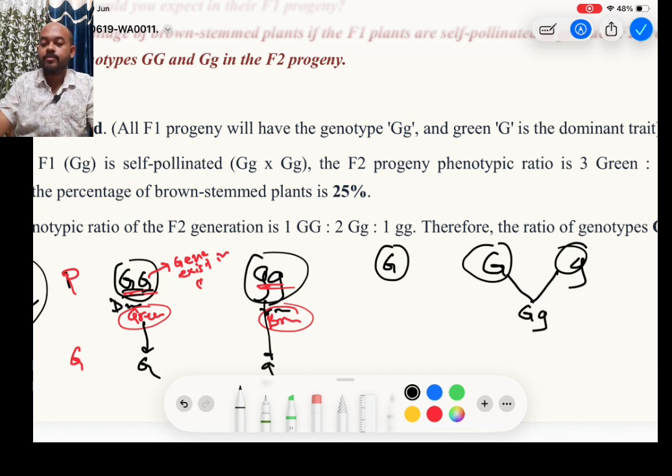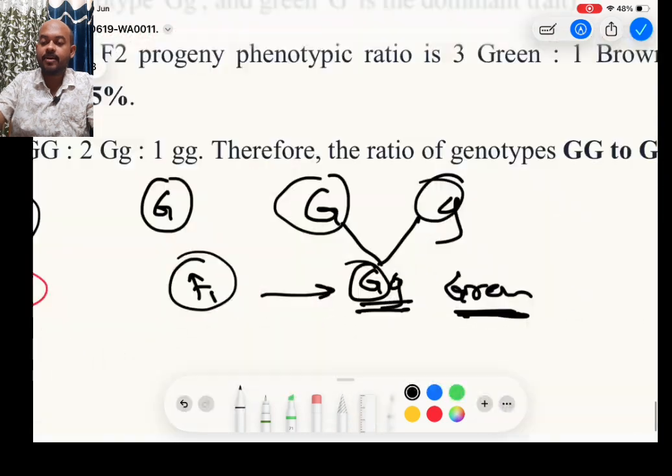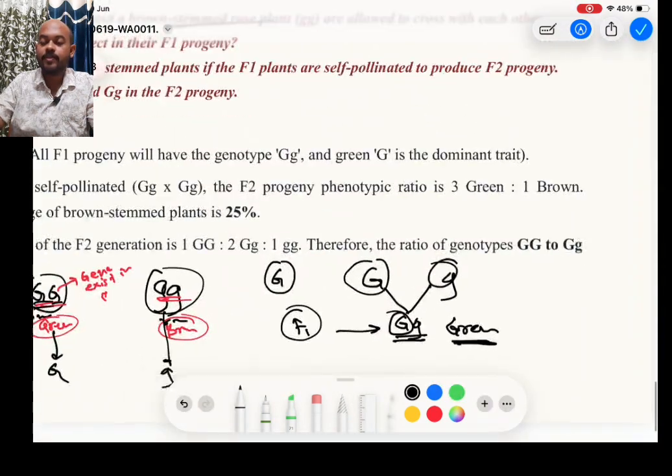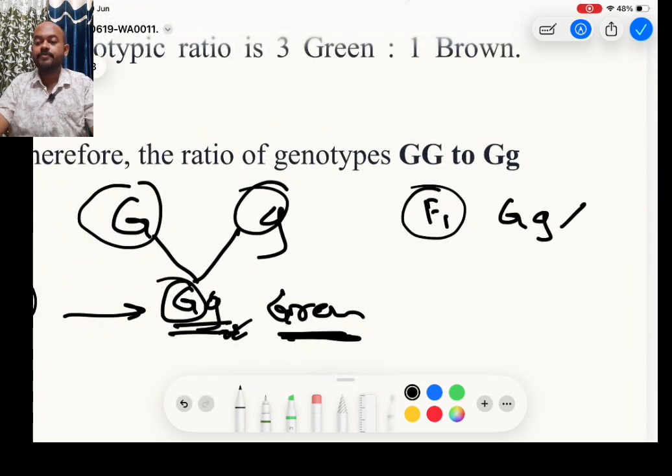This is the F1 generation. In the F1 generation, you got capital G, small g, which is green in color. As you know, capital G represents the dominant trait, which is green, and small g is brown. So that is why in the F1 generation we get green color. Remember, in the F1 generation always self-pollination is done. Self-pollination means we copy the same thing which we got in F1: capital G, small g multiplied by capital G, small g.